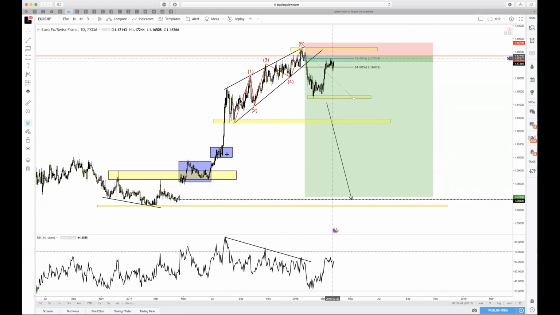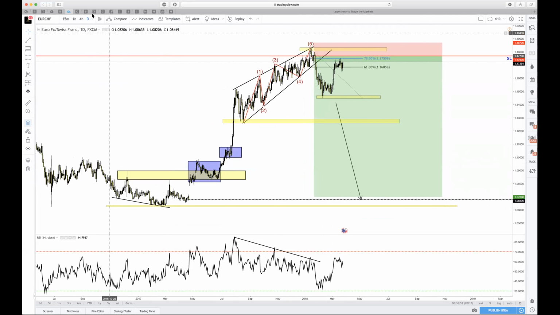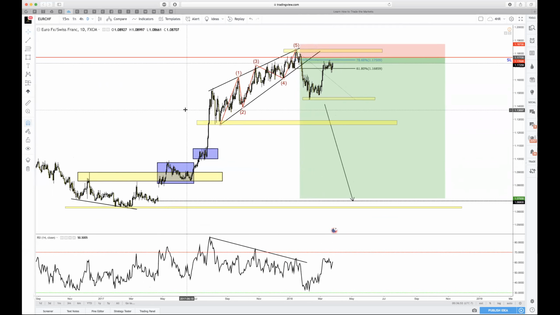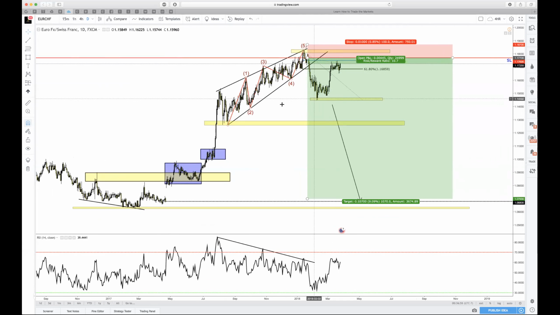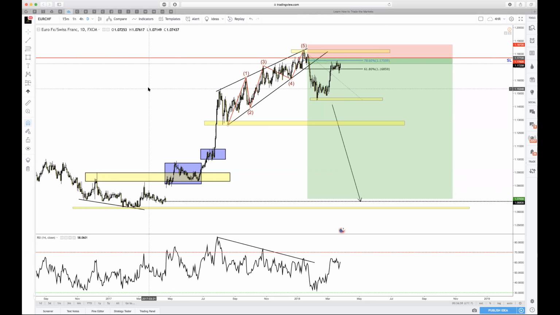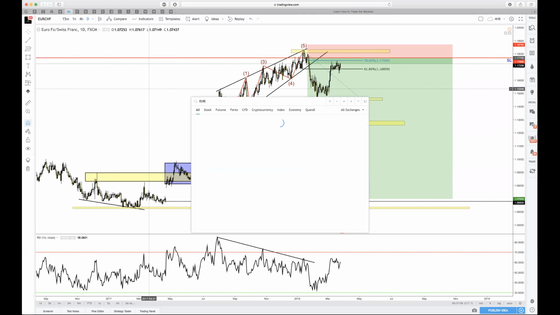But that's something else. This is a daily time frame, so it's kind of huge movement. So you gotta be careful how you trade. Euro. Let's go to the next one.